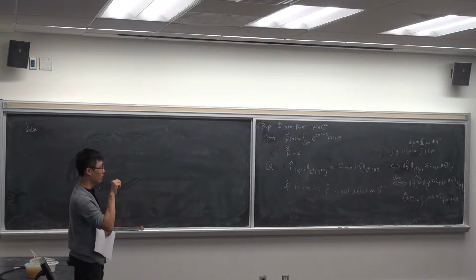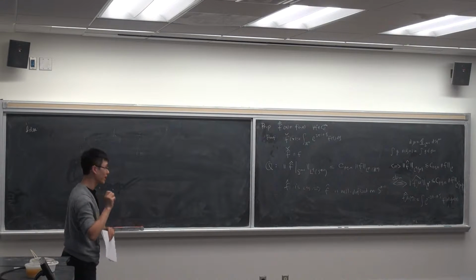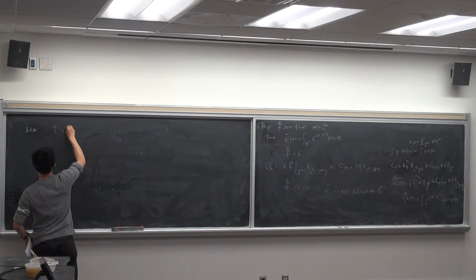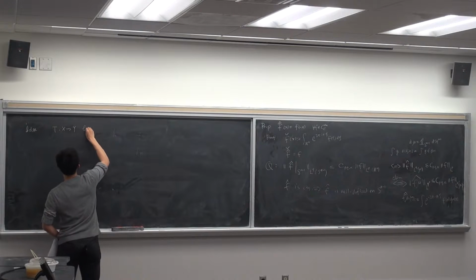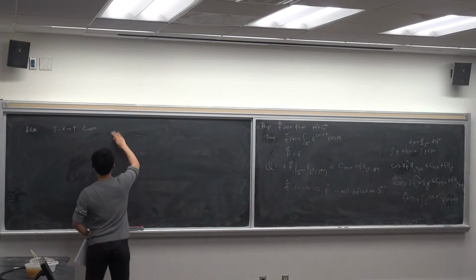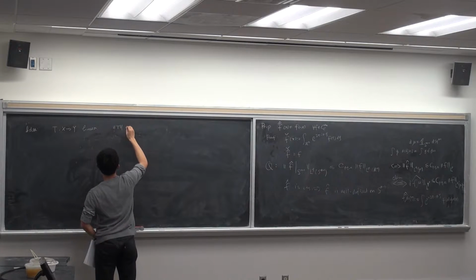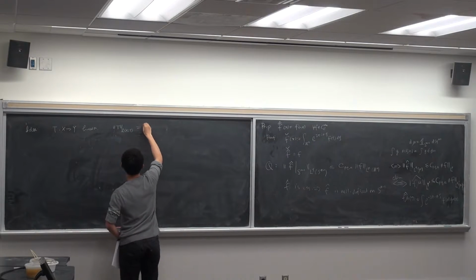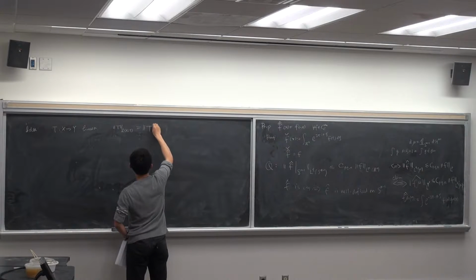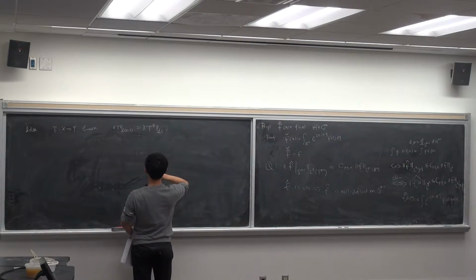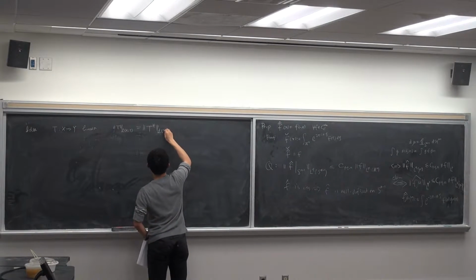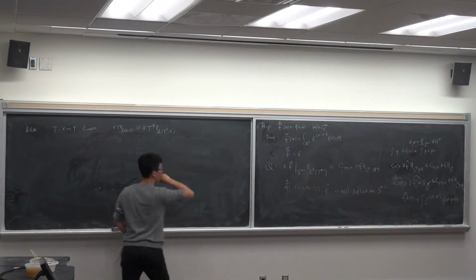So first of all, there's a well-known fact in functional analysis saying that if T is linear, T from X to Y, where both X and Y are Banach spaces, and T is a linear operator from Banach space to Banach space, then the norm of T as a linear operator from X to Y is the same as the norm of its adjoint operator, from Y prime to X prime.